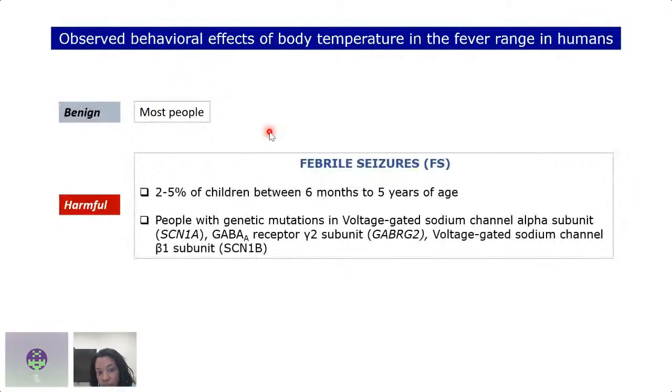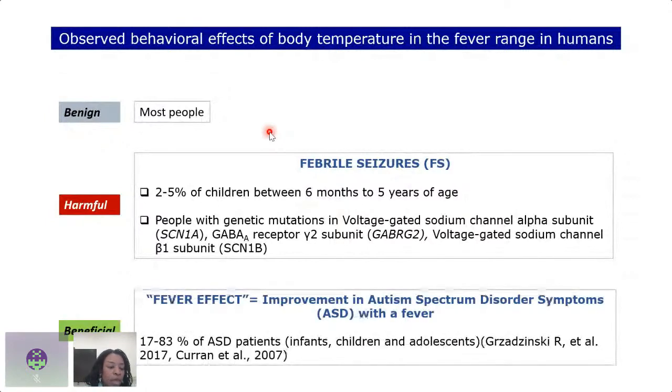So in 2 to 5% of children between 6 months to 5 years of age, they experience febrile seizures. And there are also non-idiopathic cases where there are people with identified genetic mutations in certain genes like sodium channels, SCN1A, GABA-A receptor, gamma subunits, and so forth. And these people are prone to getting seizures upon their body temperature being elevated into the fever range. On the other hand, you have some individuals in the population where the rise of their body temperature into fever range is beneficial.